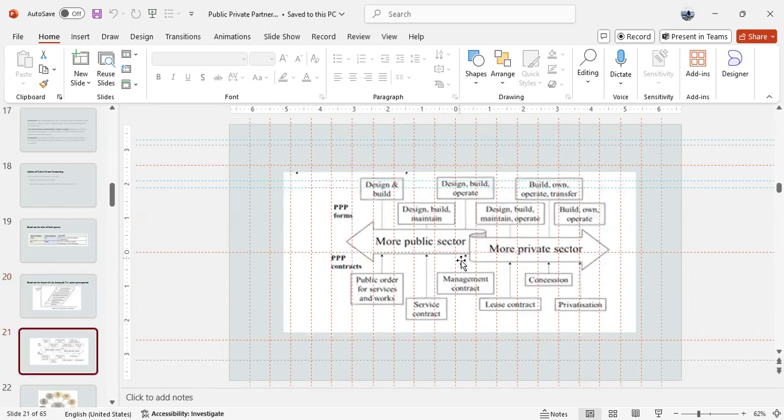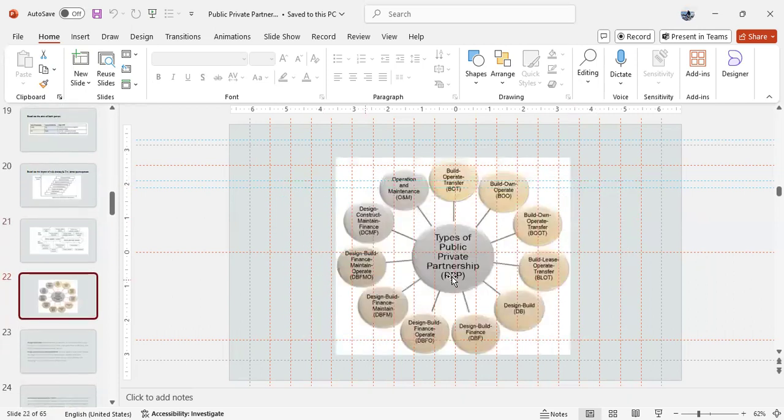This is another diagram. As we move in this direction, there is more authority to the public partner, and the different designs are design and build, design build maintain, design build operate. Similarly, if we move in this direction, there is increased authority to the private sector, and the models are design, build, maintain, operate, build, own, operate, transfer, build, own, operate. This is another diagram that shows some other models of public-private partnerships.